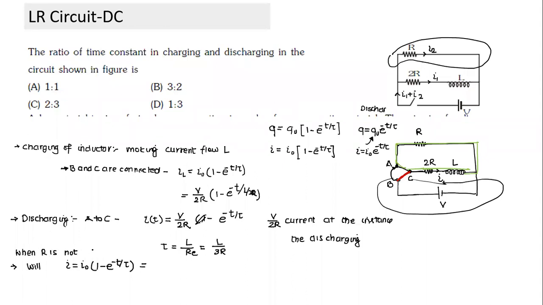I am trying to understand what is the effect of R. To understand the effect of R, first I am seeing what happens if R was not there, and then I will see what happens if R is connected. If R is not connected, it's pretty simple. I naught will be equal to V by 2R. And when I write e raised to power minus t by tau, the value of tau is also simple. Tau will be equal to L by 2R. Now, just think of if R is connected.